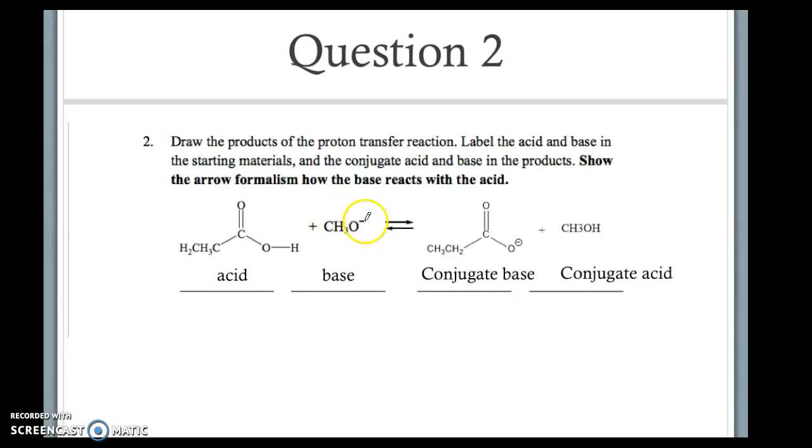So what happens is that this oxygen will come over and it will grab the hydrogen. The hydrogen is then cleaved and the lone pairs go over to this oxygen here, creating our conjugate base and our conjugate acid.